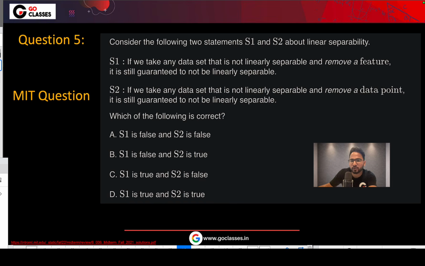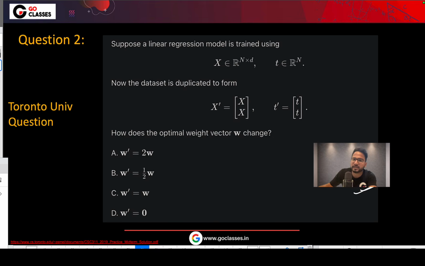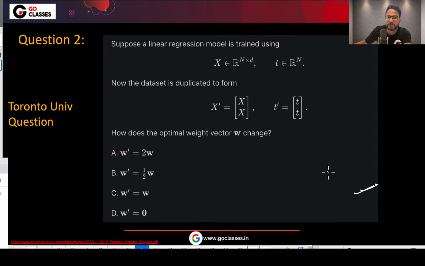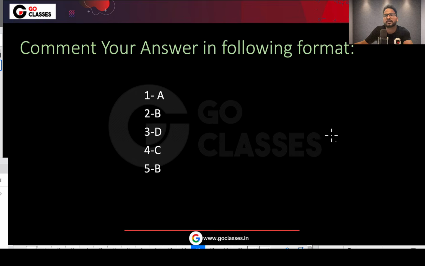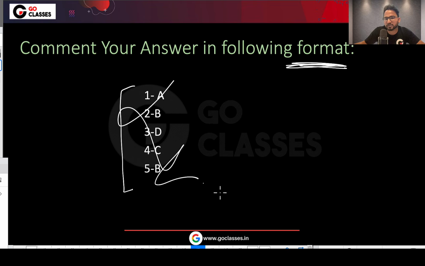This question is really good. Actually, all the questions are really good today. So this is the first question, second question, third, fourth and fifth. Just try solving all the questions and then comment your answer in this format, whether one like for one what you are getting. I mean, these are not the actual answers obviously, but comment your answer in this format.